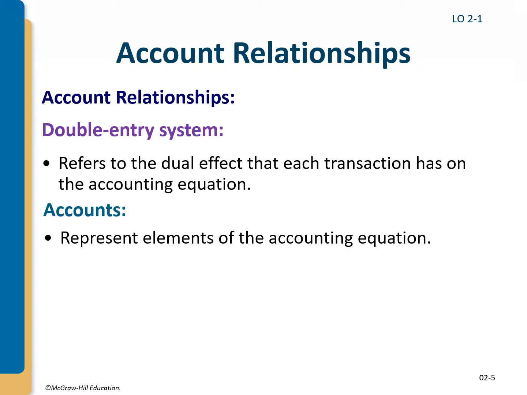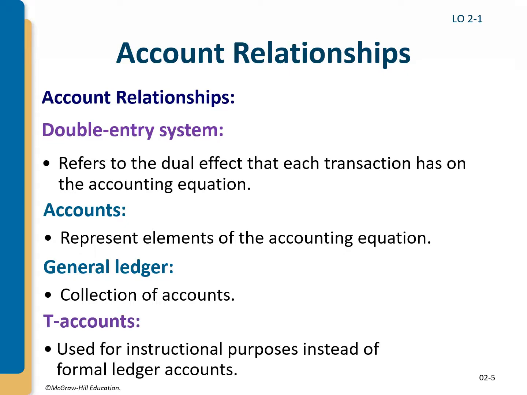Accounts are what we call the items that represent elements of the accounting equation. So each asset will have its own account. Each liability, each paid-in capital account, retained earnings, each revenue, each expense, each gain, each loss will all have their own accounts. The ledger is the book that contains all the accounts. So we group all the accounts together in a book, close the book, and the title across it is General Ledger.